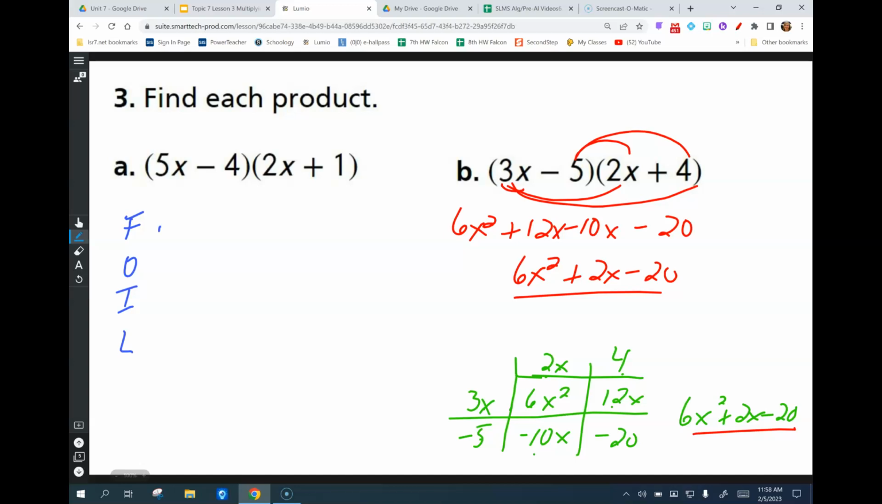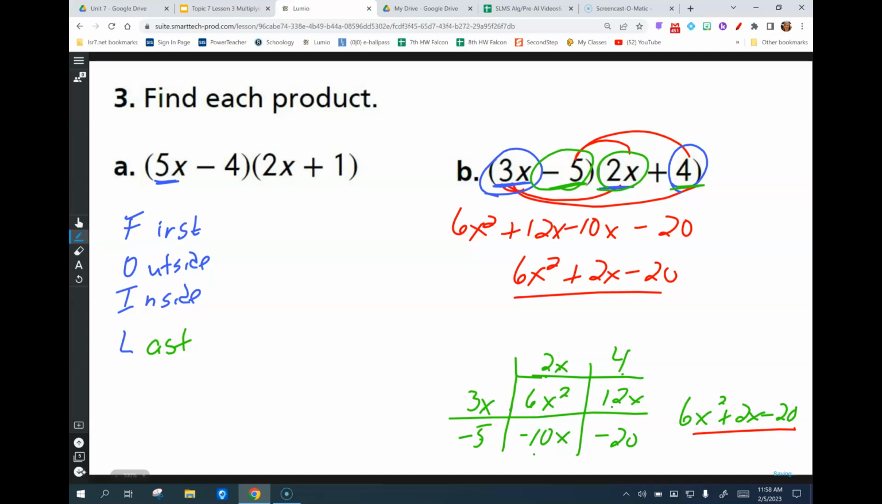And what that means is I'm going to take the first terms and multiply them. First terms and multiply them. So here that would be 3x times 2x, and that gives me 6x squared. So it's first and then outside terms. And what they mean by that is the 3x and the 4. Then it's the inside terms. So that's going to be the negative 5 and the 2, and then the last terms, negative 5 and 4.